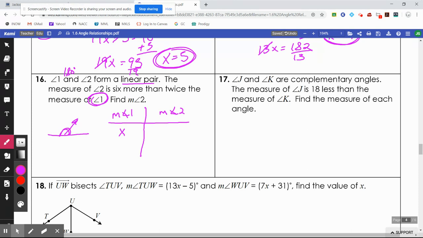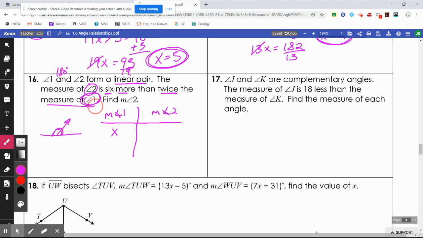But I do know this, that angle 2 is 6 more than twice the measure of angle 1. Well, first off, twice, I like to work these backwards. Twice the measure of angle 1 would be twice times the measure of angle 1, which was x. However, now I need to do 6 more than that. And think of it as if somebody else has $6 more than you do. You're going to take the amount of money that you have and simply add 6 to it. So therefore, if angle 1 is x, then angle 2 will be 6 more than double x, or 6 more than twice x. So there's your two measures.